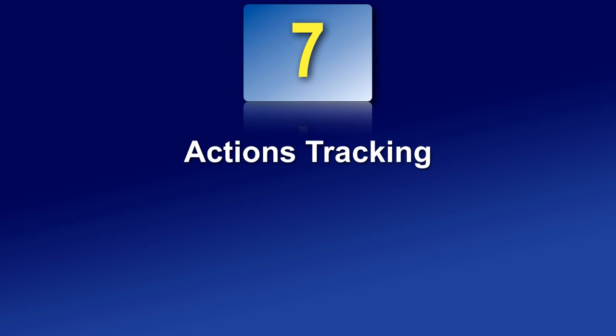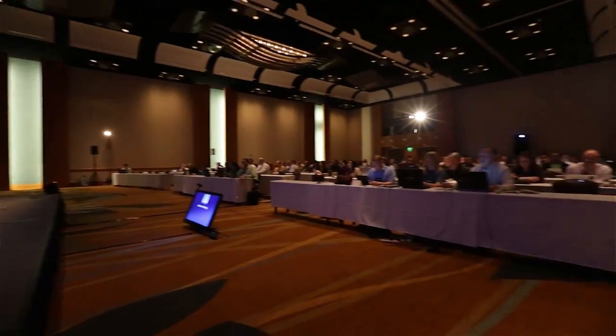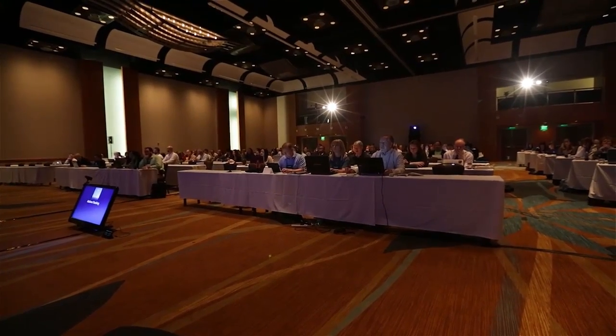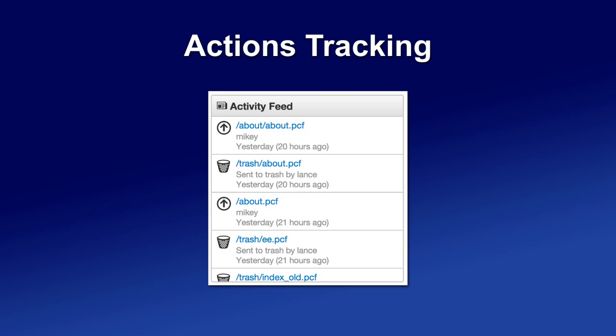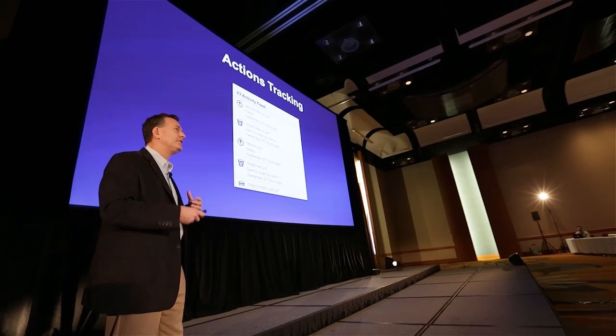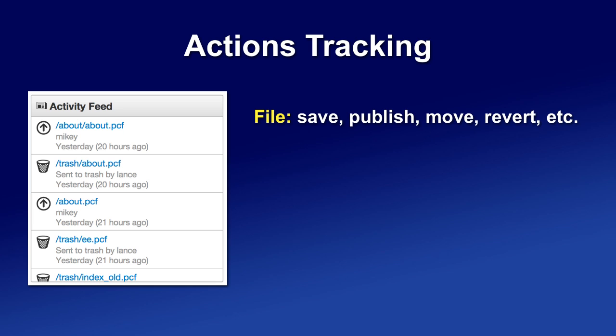Next, number 7 is actions tracking. Actions tracking is also something that we've gotten a lot of feedback over the years. You wanted the system to track everything that's going on at all times, and we've done that in version 10. And here's a simple example of what that might look like, showing you pages that have been edited, deleted, moved, renamed, users added, users deleted, etc. In fact, actions tracking on files includes saves, publishes, move, revert, and many other things.